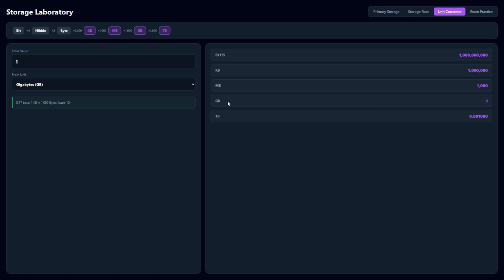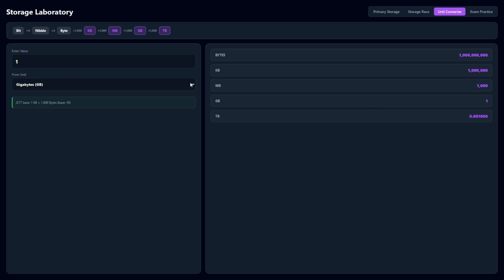So there's 1,000 bytes in a kilobyte, 1,000 kilobytes in a megabyte, 1,000 megabytes in a gigabyte, and 1,000 gigabytes in a terabyte. If you want to convert gigabytes to megabytes, you times it by 1,000, and times by 1,000 again to get to kilobytes. If you want to convert bytes to bits, you need to times it by 8. So there'll be 8 billion bits in a gigabyte.